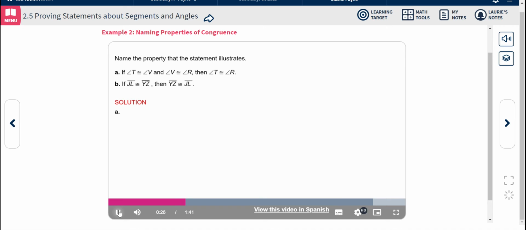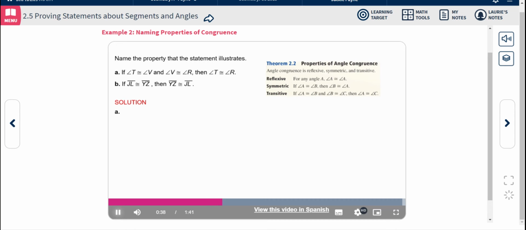Solution. In part A, the statement shows that an angle is congruent to a second angle, and that second angle is congruent to a third angle, so the first angle is congruent to the third angle. When you look at the list of properties of angle congruence, you can see that this statement resembles the transitive property of angle congruence. Therefore, the statement, if angle T is congruent to angle V, and angle V is congruent to angle R, then angle T is congruent to angle R, illustrates the transitive property of angle congruence.